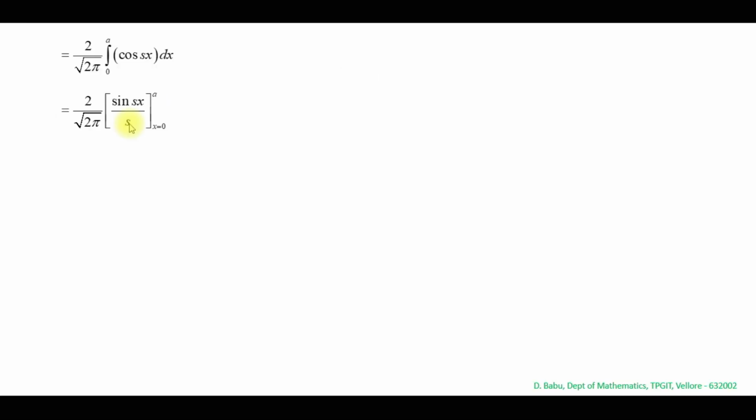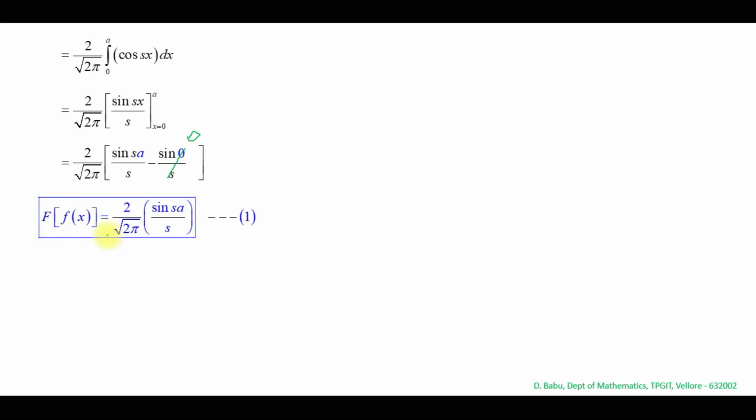So now integrate. Integration of cos sx is sin sx divided by s. The limit is x equals 0 to a. Apply the limit: sin sa divided by s minus sin 0 divided by s. The value of sin 0 is 0, because sin 0 value is 0. So the answer is the Fourier transform of f of x equals 2 divided by square root of 2 pi times sin sa divided by s. Take this as equation number 1.